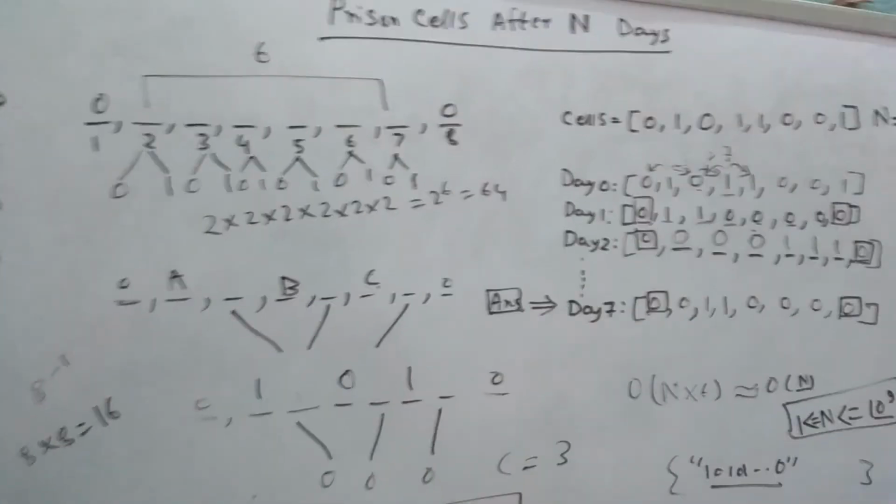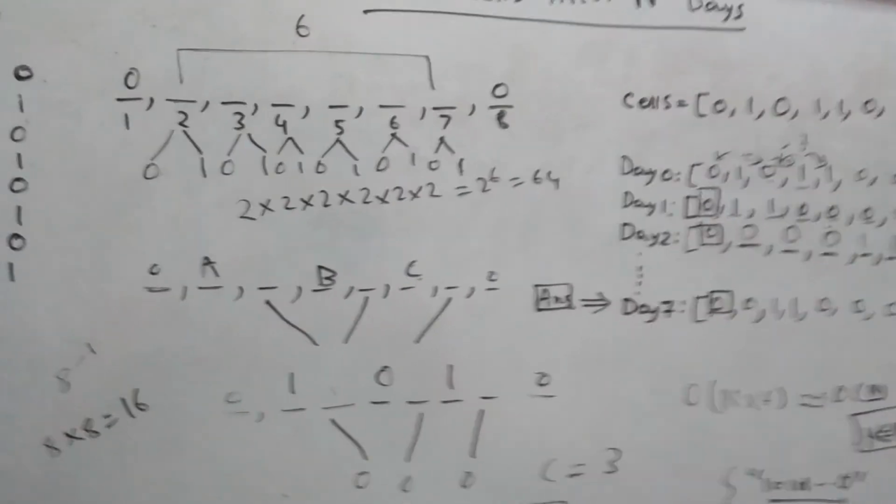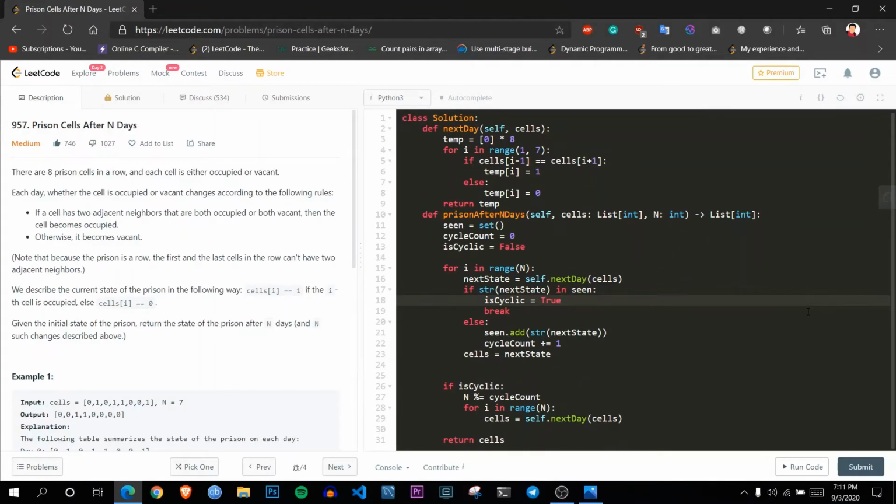So this is the core logic of this program, and now we will go to the code editor and see how we can solve this using the Python programming language. Now I am explaining the code and how this code is working. First of all, as I've already said, we will be using a hash table, so that's why we are initializing this hash set over here, and we will be taking a count of cycles, so that's why it is initialized as zero.